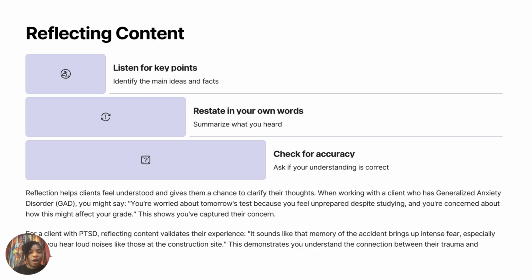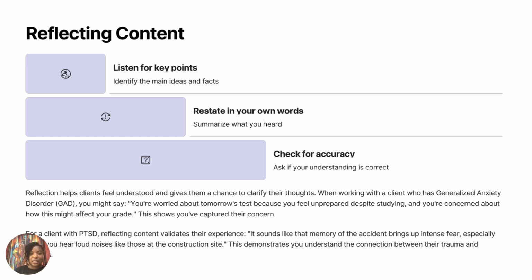When you reflect content, you help the client feel understood and you give them an opportunity to clarify their thoughts. When you're dealing with a client who has generalized anxiety disorder, you may say, "I think you're worried about tomorrow's test because you feel unprepared despite having studied." You are showing concern and capturing their concern.